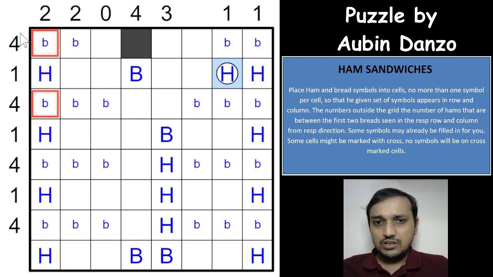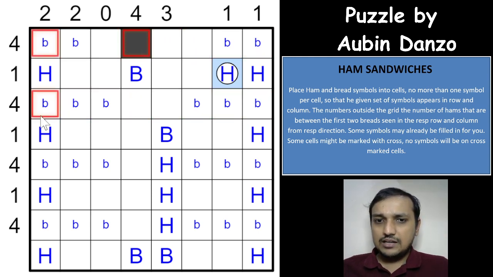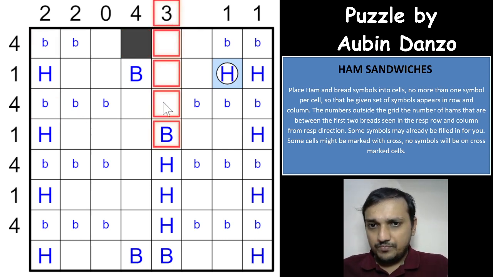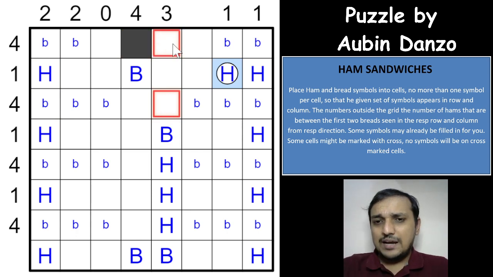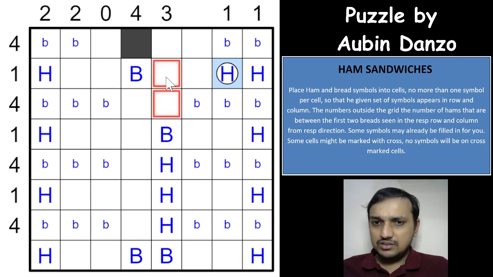So which means for these 2 rows you already have 1 black cell, and the other black cell would be somewhere here, either this or this. 2 black cells are already done. For this column, at least 1 black cell would have to be in one of these 2 cells. Both of these cannot be ham. You have only 1 ham left in this column, and it can be either this or this.